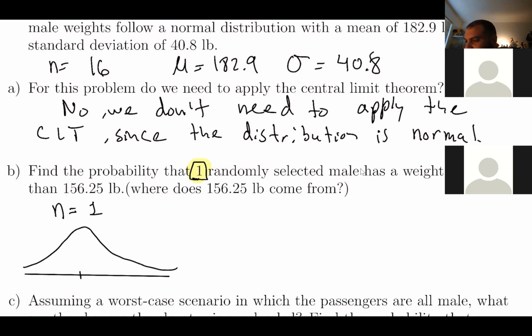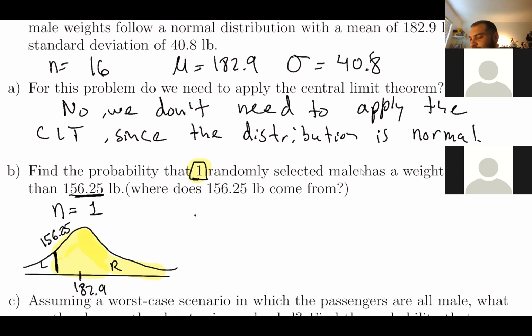So let's go ahead and find this probability. We put 182.9, and if you look at 156.25, that's to the left. So which side should I shade, the left side or the right side? The right. Yeah, because it says greater than 156.25, so that means the right. All right, everybody good with this drawing? Yes.